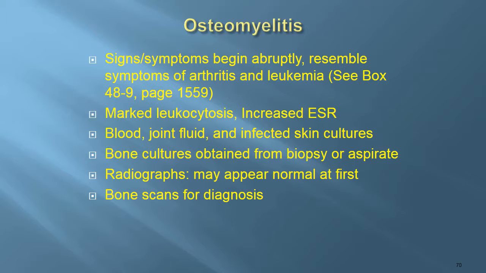Osteomyelitis begins abruptly. It resembles symptoms of arthritis and leukemia. See box 48-9 on page 1559. There is marked leukocytosis and an increased ESR, or sedimentation rate. Blood, joint fluid, and infected skin cultures are obtained. Bone cultures are obtained from biopsy or aspirate. Radiographs may appear normal at first. Bone scans are needed for diagnosis.